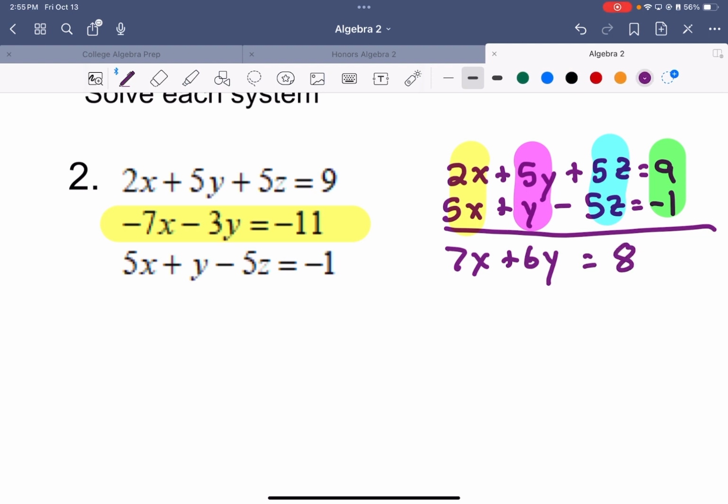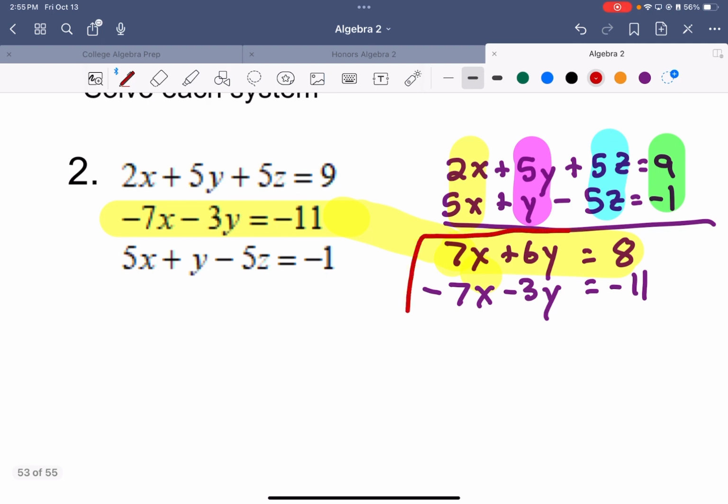Now you'll notice that the equation I've created has the same variables as the one that we started out with that we've been ignoring. So now we're going to take that one that we ignored, and we're just going to go ahead and write it right underneath it. So that's -7x minus 3y equals -11. Now we have two equations with two unknowns.